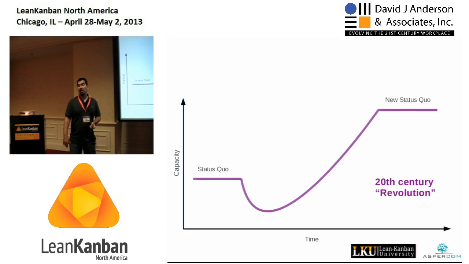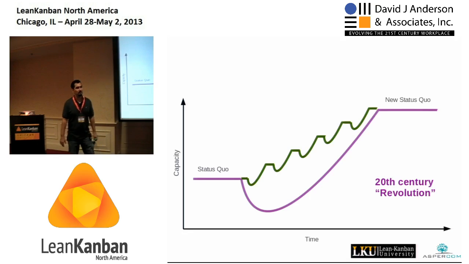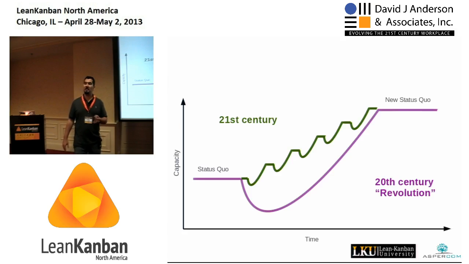And this is what we call revolution, process revolution. And what is this? The green one. Incremental change. Evolutionary change, all right? And which one fits better the Kanban mindset? The green one or the purple one? The green one. Okay, this is the 21st century way of changing things in organizations. That's what Kanban is, all right?